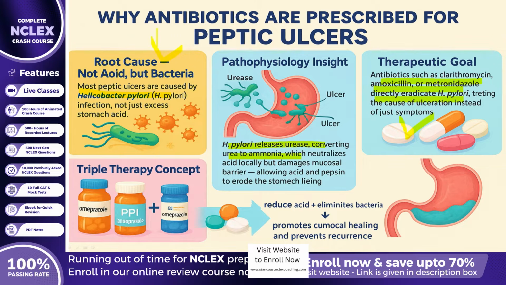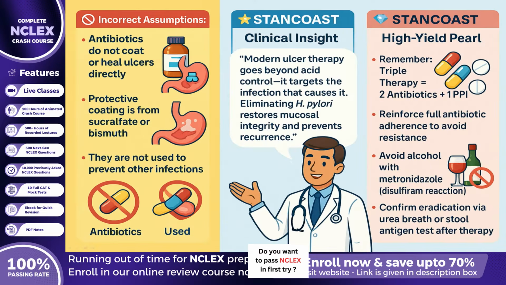On the other hand, option 1 is incorrect because antibiotics do not directly repair mucosal tissue. Healing occurs naturally once the infectious cause is eliminated and acid production is reduced. Option 3 is inaccurate since antibiotics have no coating or protective property. This effect is provided by medications such as sucralfate, Carafate, or bismuth subsalicylate, Pepto-Bismol. Finally, option 4 is wrong because antibiotics are not given to prevent other gastrointestinal infections. Their purpose is strictly to eradicate H. pylori.